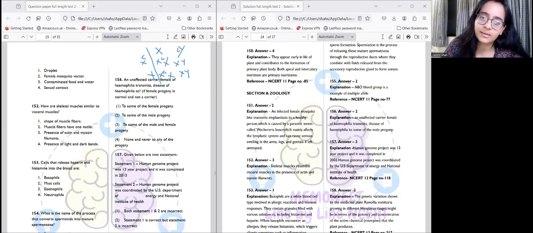Now, let's solve this. So we have XCX, XCY, XX, XY. Correct? Okay, this will be XX. Now they're saying that the disease of hemophilia will be transmitted to whom? So we have to see where the C, that is the hemophilia gene, is present. So it's over here and it's only over here, right?